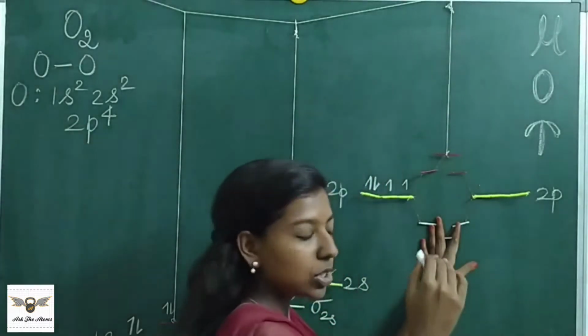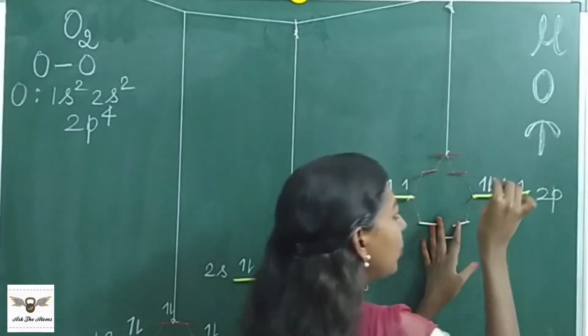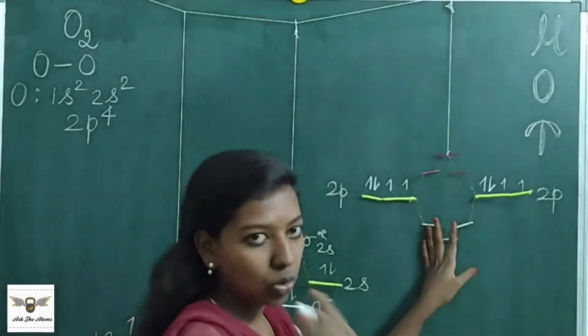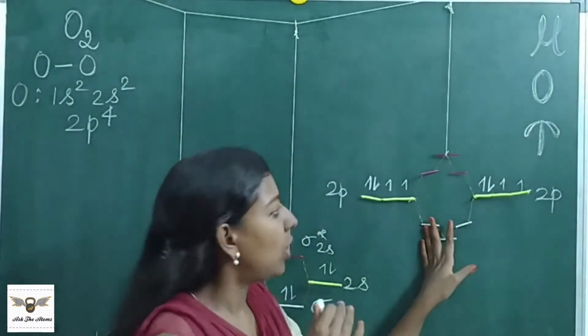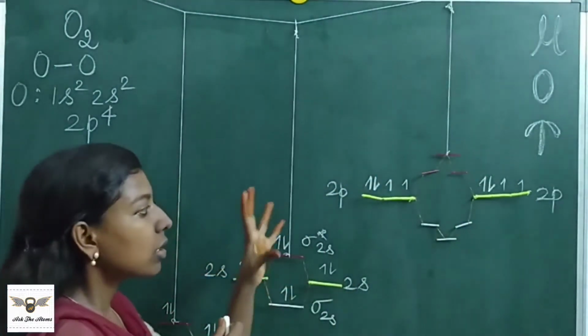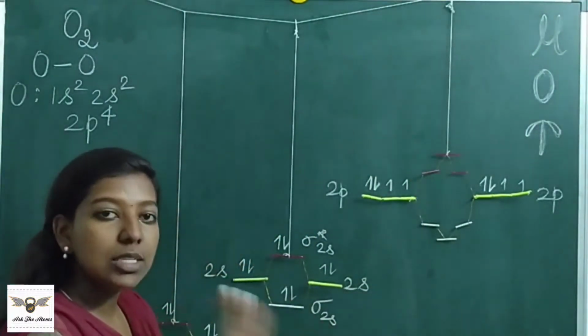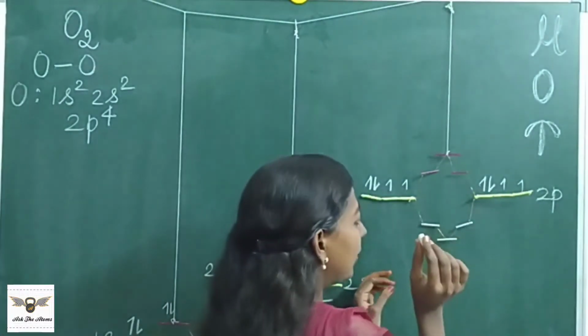They are equal in energy. So 1, 2, 3. Then you have to pair. First simply put the electrons in a degenerate orbital, then you have to pair it. Now count total electrons. Here 4 and here 4. So 4 plus 4 is 8. All the 8 must be accommodated in the molecular orbital. Let us start doing that first in the lower level.